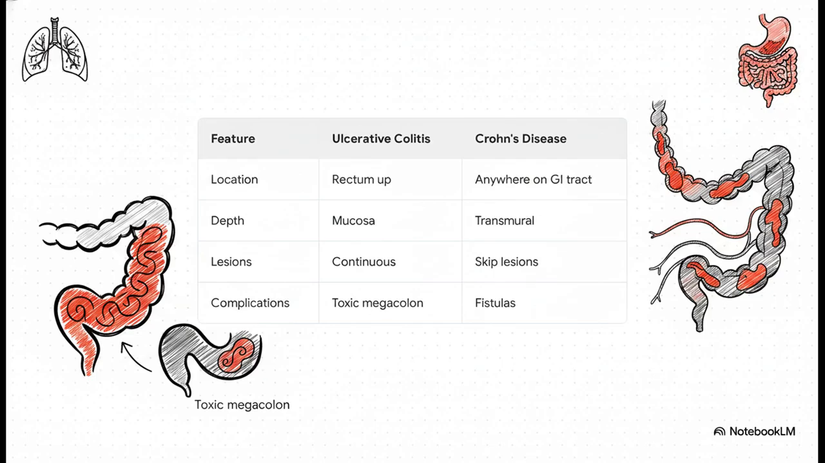But importantly, it only affects that inner mucosal layer. Because of how it inflames, dangerous complications like toxic megacolon are much more common. Crohn's disease, on the other hand, involves the entire thickness of the bowel wall. That's called transmural inflammation. And instead of a continuous spread, it presents as healthy tissue mixed with damaged areas, which we call skip lesions. Plus, these can randomly pop up anywhere along the entire GI tract from the mouth to the anus, making it like a random patchwork that's uniquely challenging to treat.